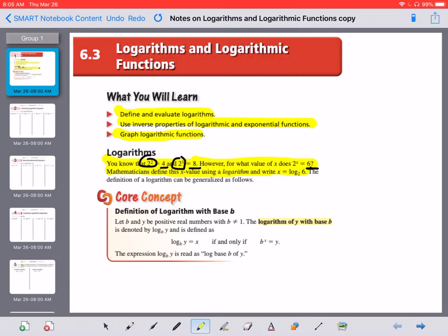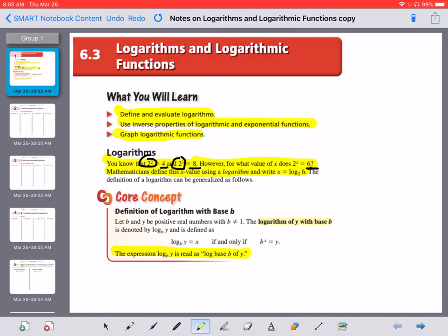If we go down to the bottom, it actually tells us how to pronounce it. It's pronounced log base 2 of 6. Log base 2 of 6.